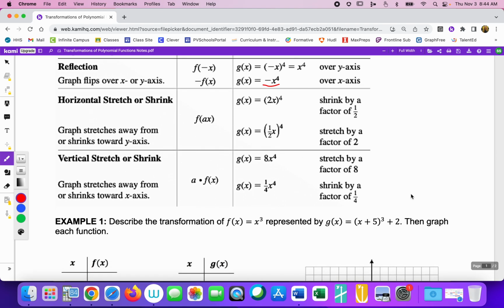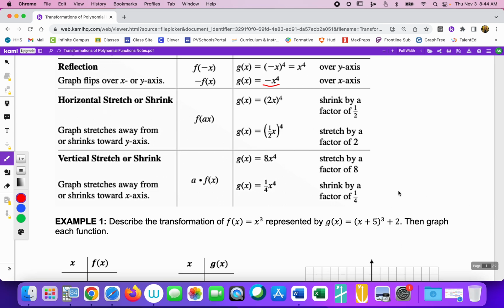But a vertical stretch or shrink is a stretch away from or towards, a shrink towards or compression towards the x-axis. So a stretch would look like it's stretching up, so the graph is going to get steeper. And then a shrink or a compression, it will kind of squish down towards the x-axis. But if you notice, there's no parentheses there. So if it's in parentheses, it's horizontal. If it's outside parentheses, it's vertical. Questions on anything up here?